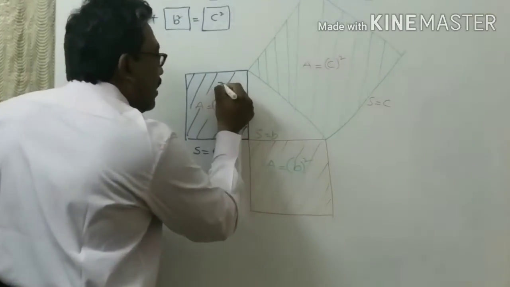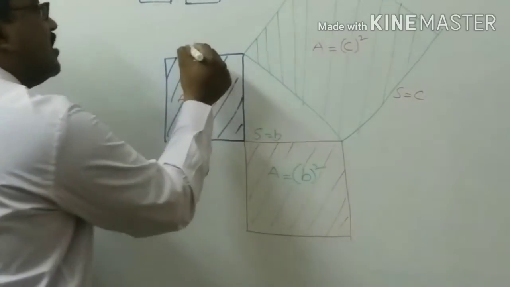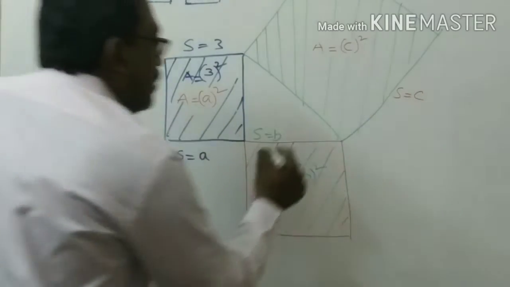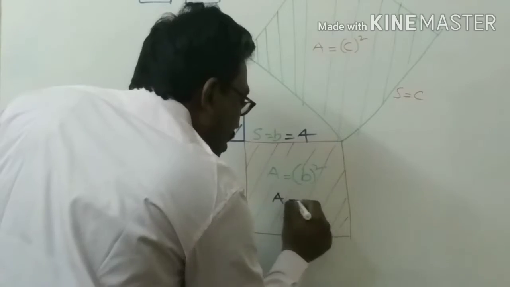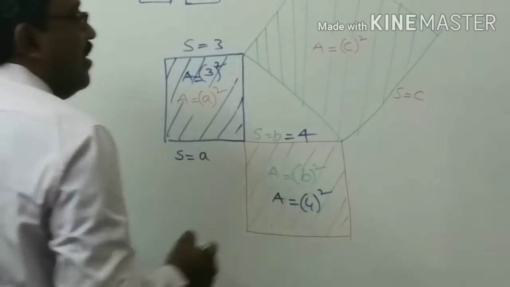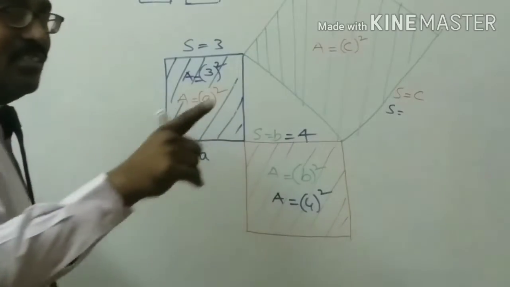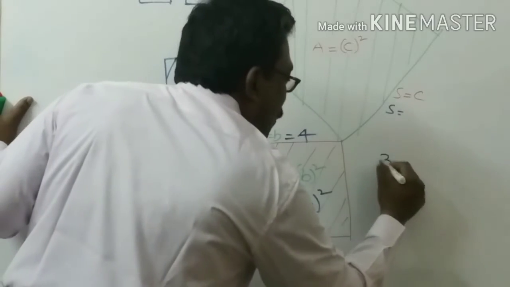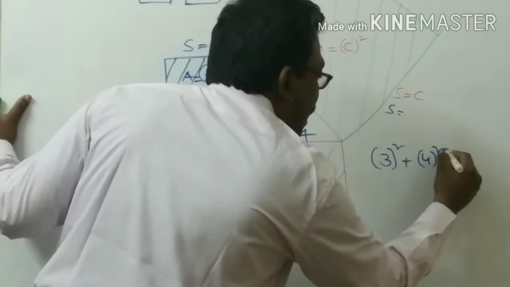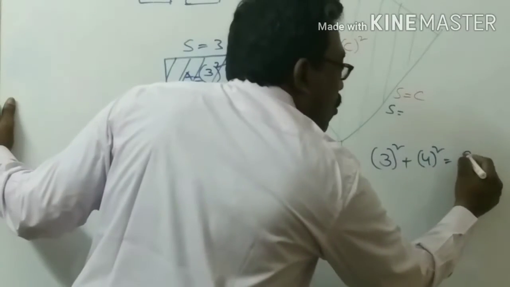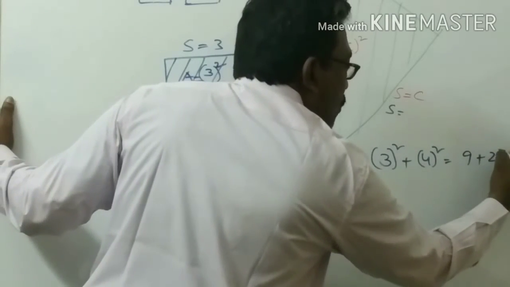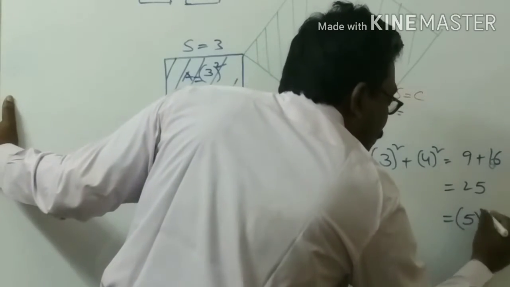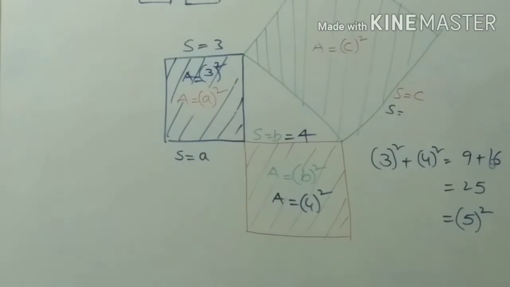Now one example we'll consider like this. If this square side is 3, then area will be how much? 3 square. This side is some 4, then area will be how much? 4 square. If this side is how much, so that it is a right angle triangle? How much can it be? 3 square plus 4 square is equal to, 3 square value is 9. 4 square value is 16. 9 plus 16 is 25. Then 25 can be written as 5 square.